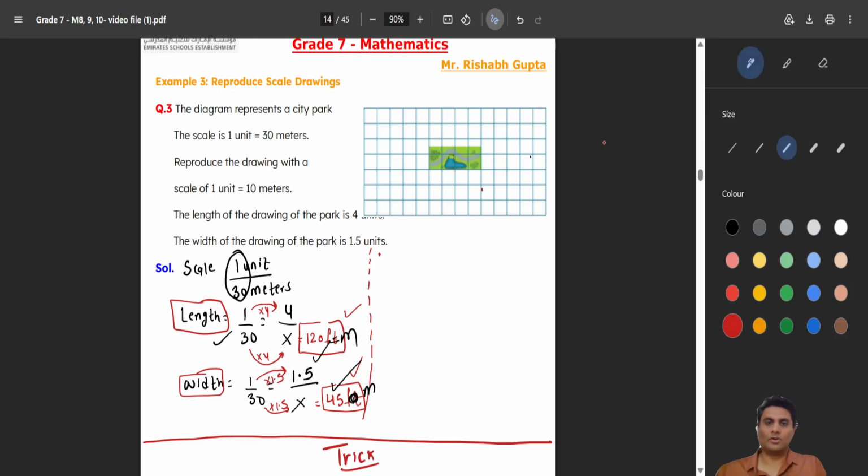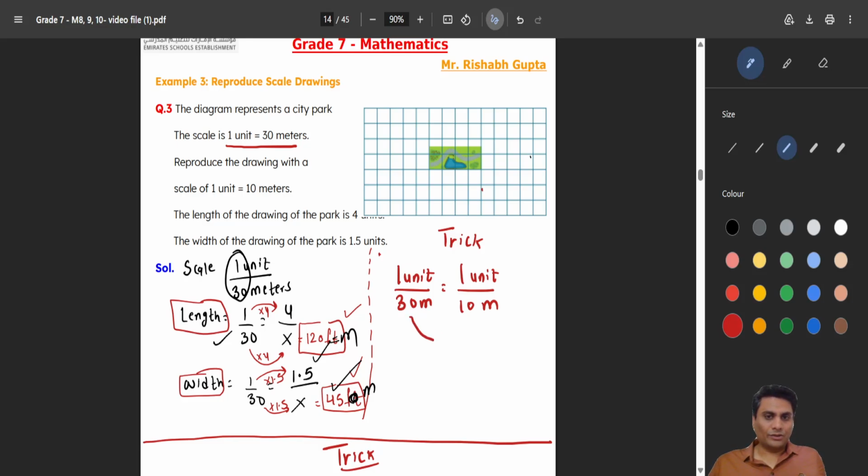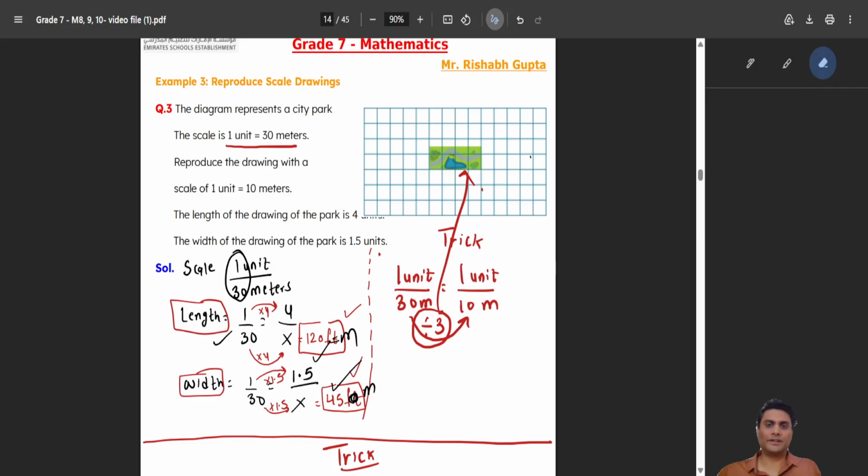Now let's see. What is the trick to do this kind of question? Which kind of question? In which two scales are given. First scale was how much? 1 unit and 30 meters. Correct? Second one is 1 unit and 10 meters. Correct? So we want to change this scale into this scale, right? This is the new scale that we have. How will I reach there? By doing divided by 3. Correct or no? So whatever you are doing here, just do the opposite of it with the units here in the picture and you will get the answer.